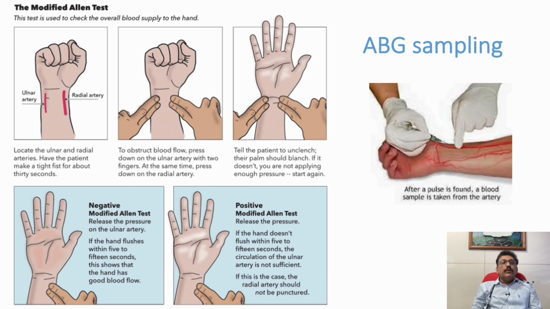Normally, before doing an ABG, we have to do a modified Allen's test to know the patency of the ulnar and radial artery. If both arteries are patent, we should take ABG from that hand. And ABG will give reports like pH, PaCO2, PO2, like that.